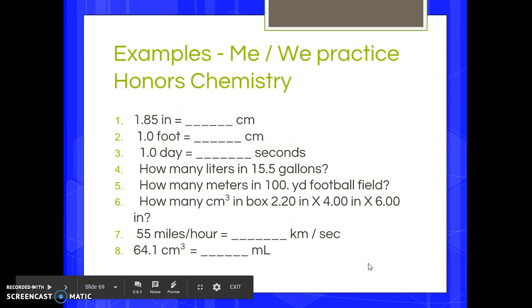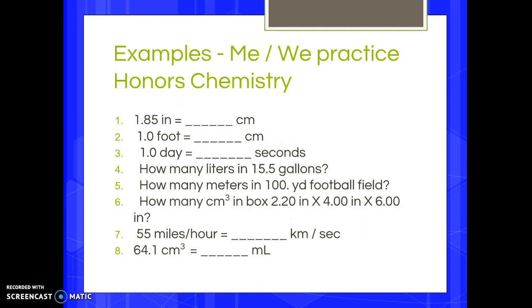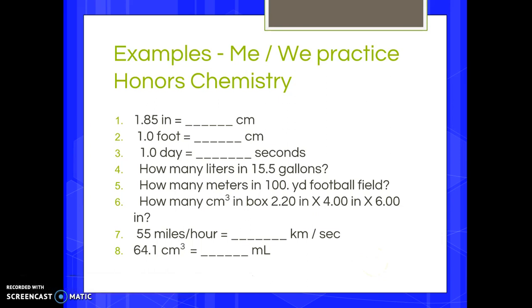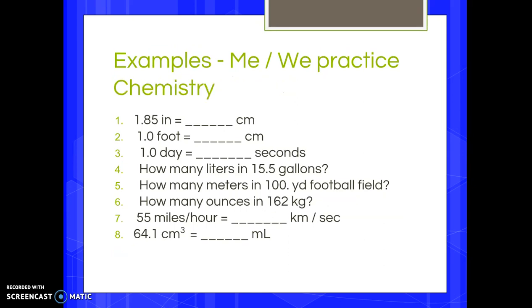So we're going to work through these problems. You can try the setup on your own, but we're going to work through these 8 problems in class, and then I'm going to turn you loose to do more practice problems. There is an Educreations video on dimensional analysis. You can watch that if you want to in the chemistry folder. But be prepared to work through these 8 problems that we are going to go through in class.